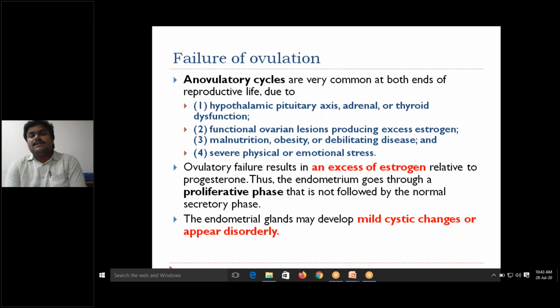Ovulatory failure results in an excess of estrogen relative to the progesterone. Thus, the endometrium goes through a proliferative phase, and that is not followed by a normal secretory phase. The endometrial glands may develop mild cystic changes or appear disordered.